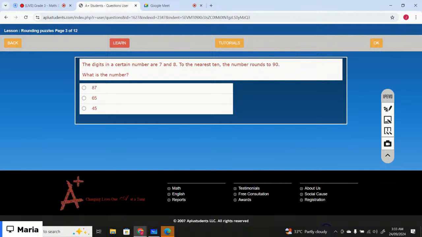The digits in a certain number are 7 and 8. The number rounds to 90. What number is it? Very good. 87 it is. Option number 1 is the correct option.